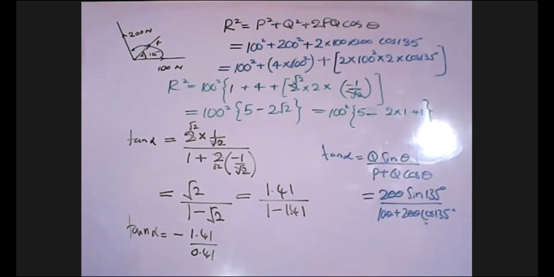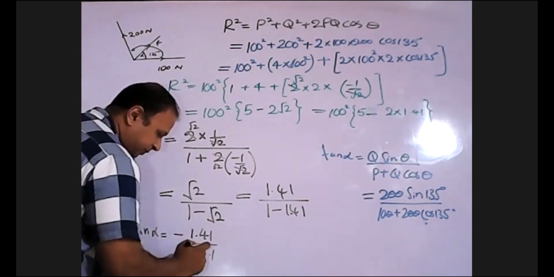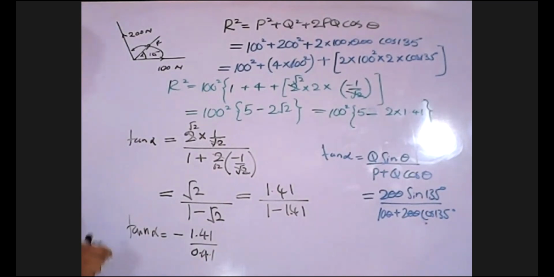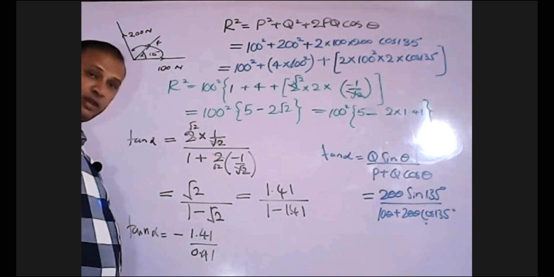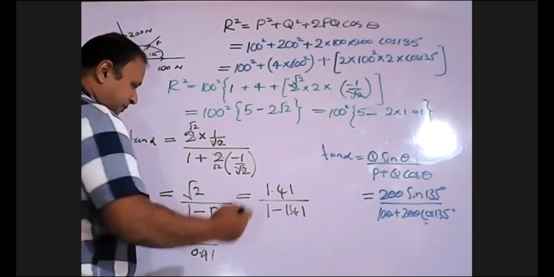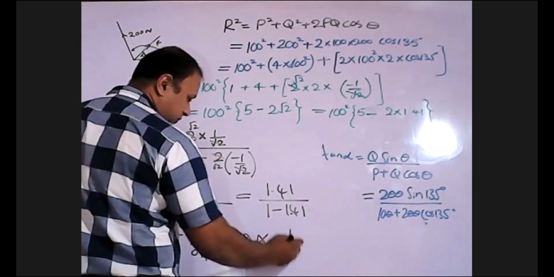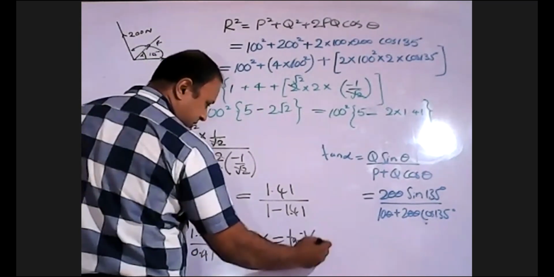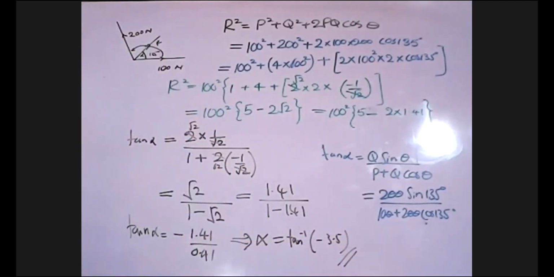Okay. 1.41 over 41. Sorry, 41, no? Yes, okay. 41. 3.5 again. And alpha is equal to tan inverse minus 3.5 again something. Minus 3.5.